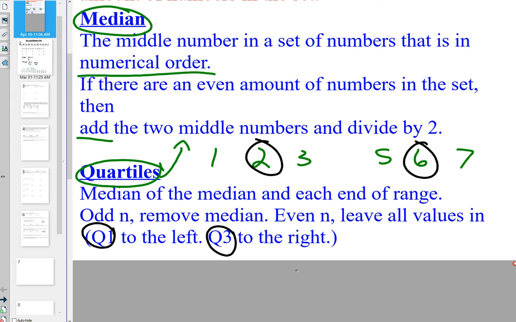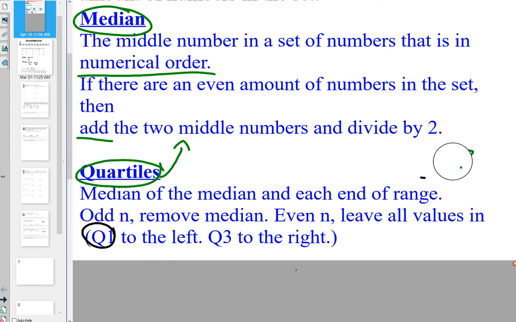Let's say we were in an 8-period day. Okay, that's an even number. In order to figure out the quartiles, we would leave everything and nothing would be excluded, and then you would have 4 and 4. How would you then find your quartile 1 and quartile 3? The same way you do with median.